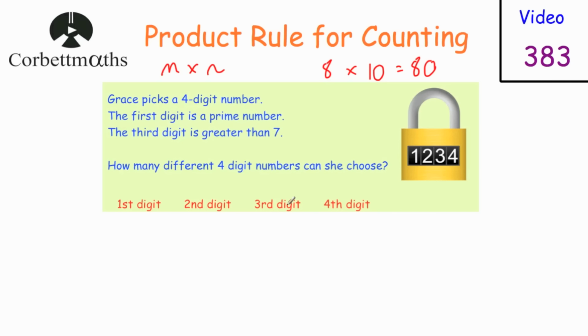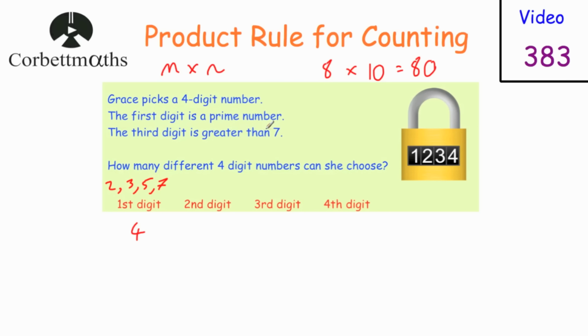So let's look at each of the digits. The first digit is a prime number, so that could be 2, 3, 5, 7, but it can't be 11 because that's got 2 digits. So she's got 4 possible options for the first digit. She can choose a 2, a 3, a 5, or a 7. So that means she's got 4 possible options for the first digit.